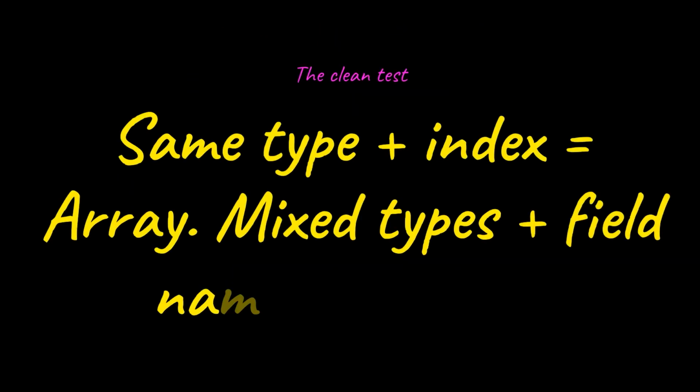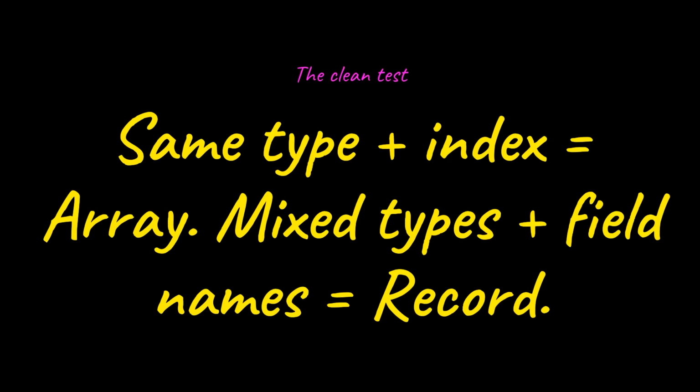When identifying structures under pressure, ask two questions. Do the grouped items share one type and use an index? Or do they carry mixed types under field names? Homogeneous and positional means array. Heterogeneous and labeled means record.